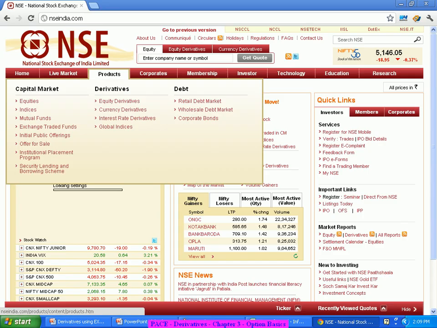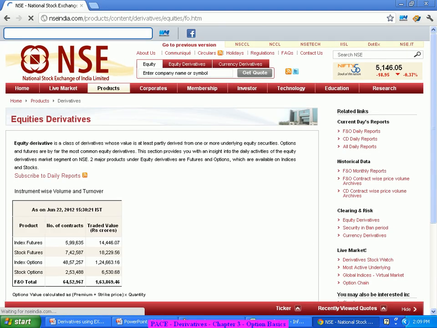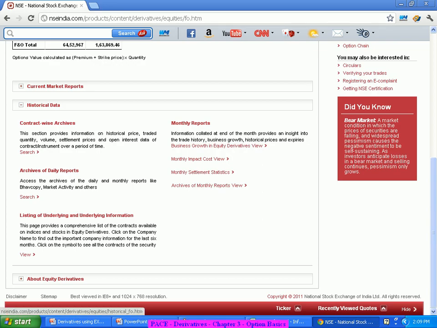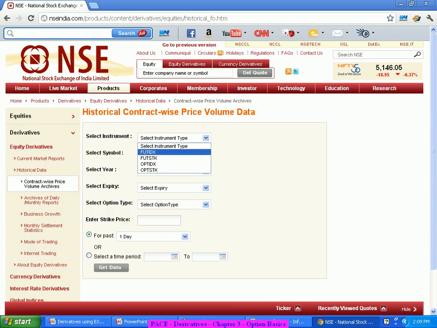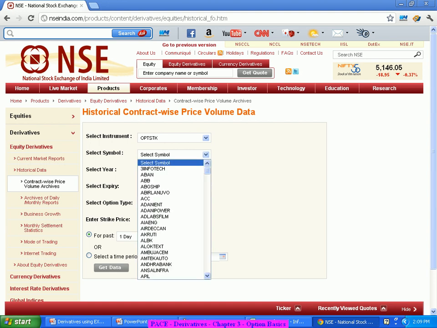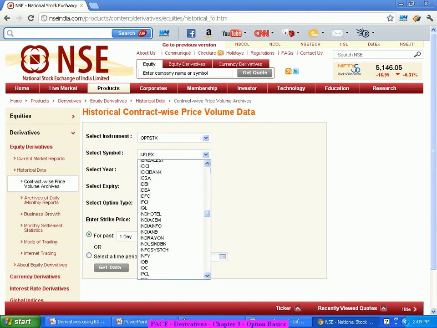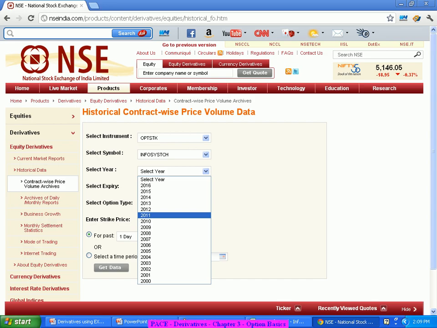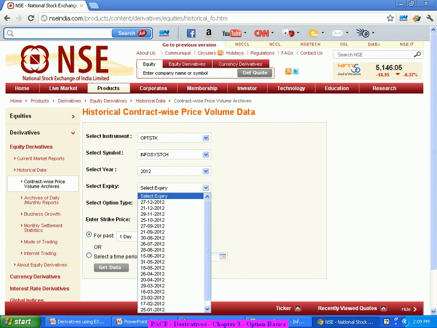In the products, I'll go to equity derivatives, historical data, and contract wise archives, where this time I'll select stock options, not stock futures. I'll take an option on the stock and any company, again Infosys itself. The year I'll take again is the recently closing 2012, the expiry being June 1 itself.